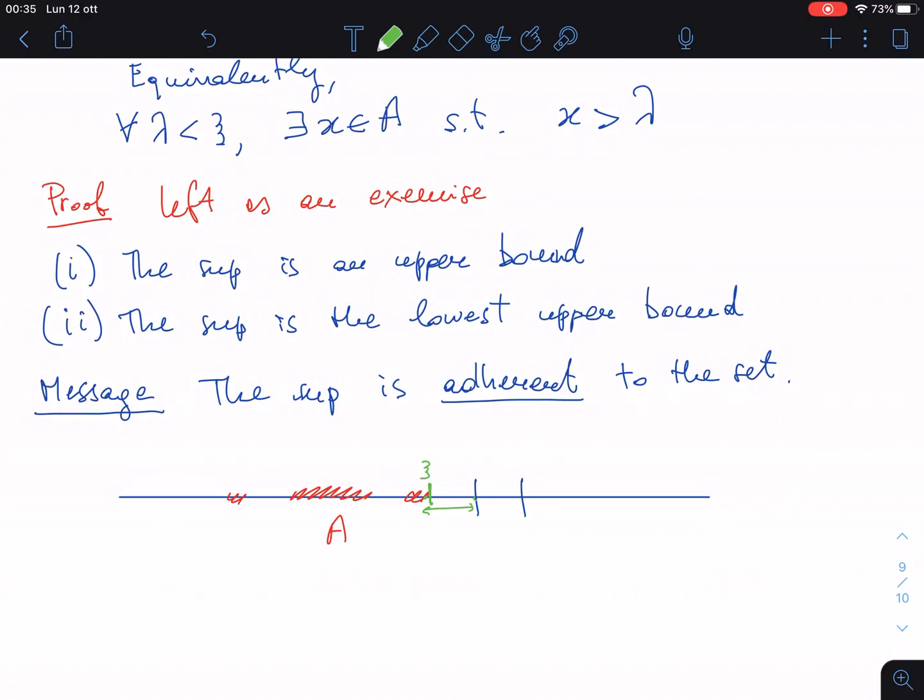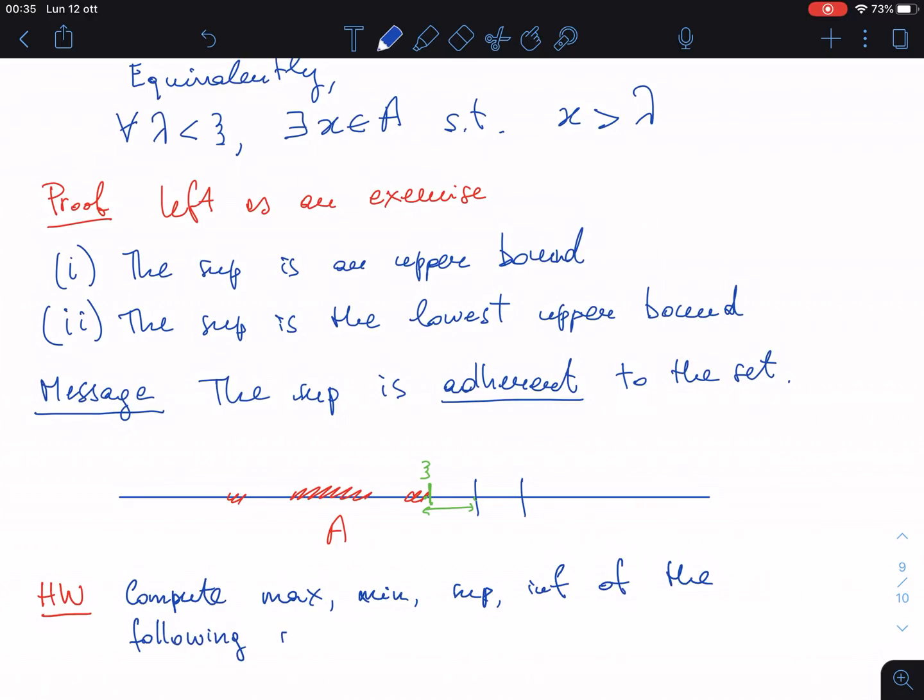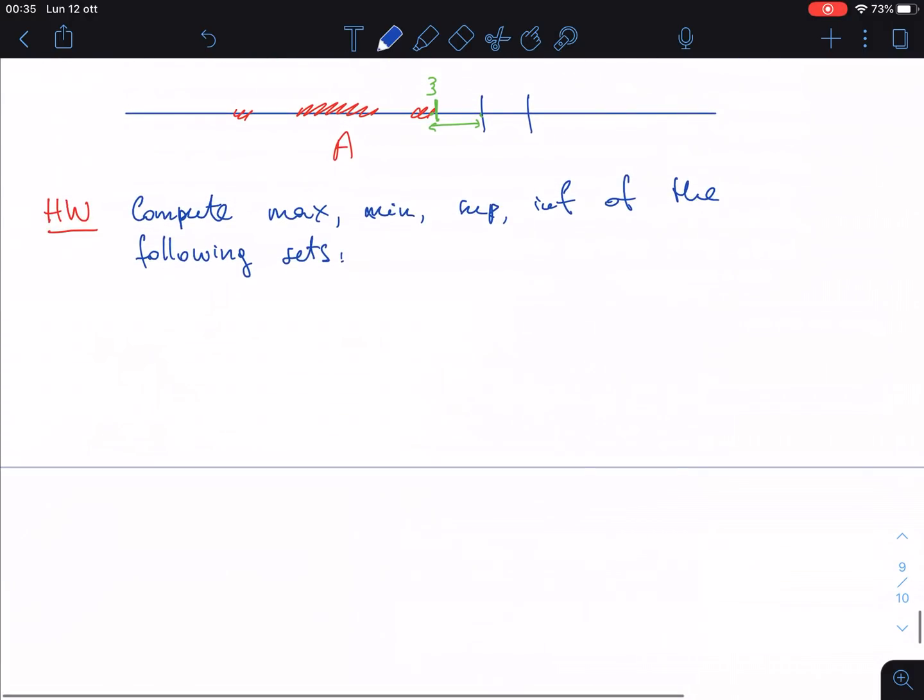Okay? So think of it and then try to solve these exercises. Compute maximum, minimum, supremum, and infimum of the following sets. So some easy exercises, but you have to reason a bit. The first is A equal to the set of the inverses of the natural numbers except 0, of course, that has no inverse.